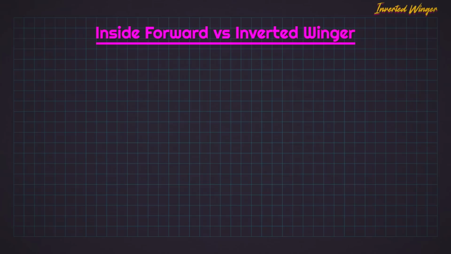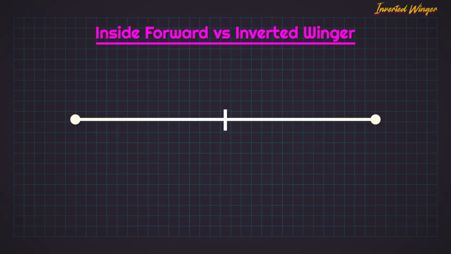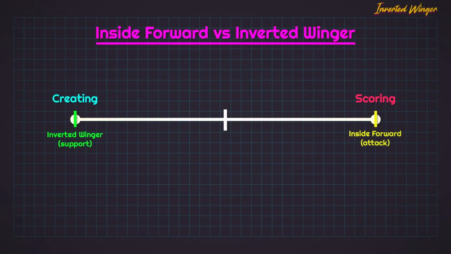Let's see how they all compare in terms of creating versus scoring. On the left would be an inverted winger on support, the role most focused on being a creator. On the right would be the inside forward on attack, the role most focused on being a scorer. An inside forward on support would be here, still a scorer at heart, but with a little more focus on being a creator. And the inverted winger on attack would be here, still a creator at heart, but with a little more focus on being a scorer.